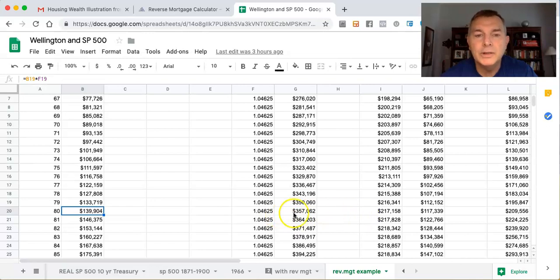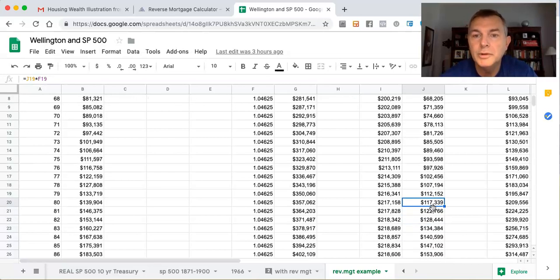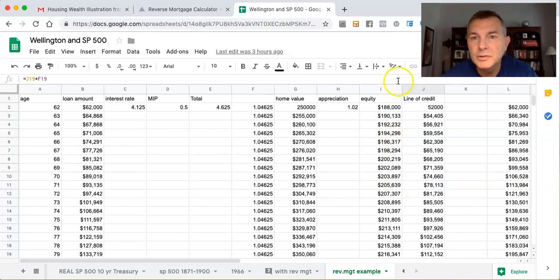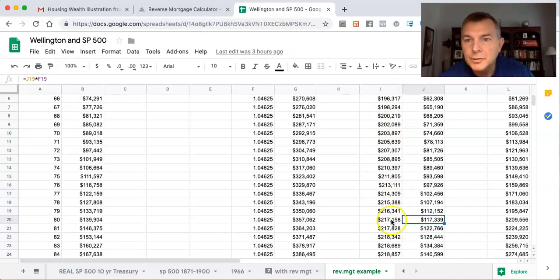My equity is still, I still got tons of equity, $217,000. I'm only using a 2% appreciation as well. And my line of credit has gone to 117, so my line of credit has more than doubled. My loan amount has more than doubled, my line of credit has more than doubled, and my equity has stayed pretty doggone close to where it was before, in this case between 188 and 217.